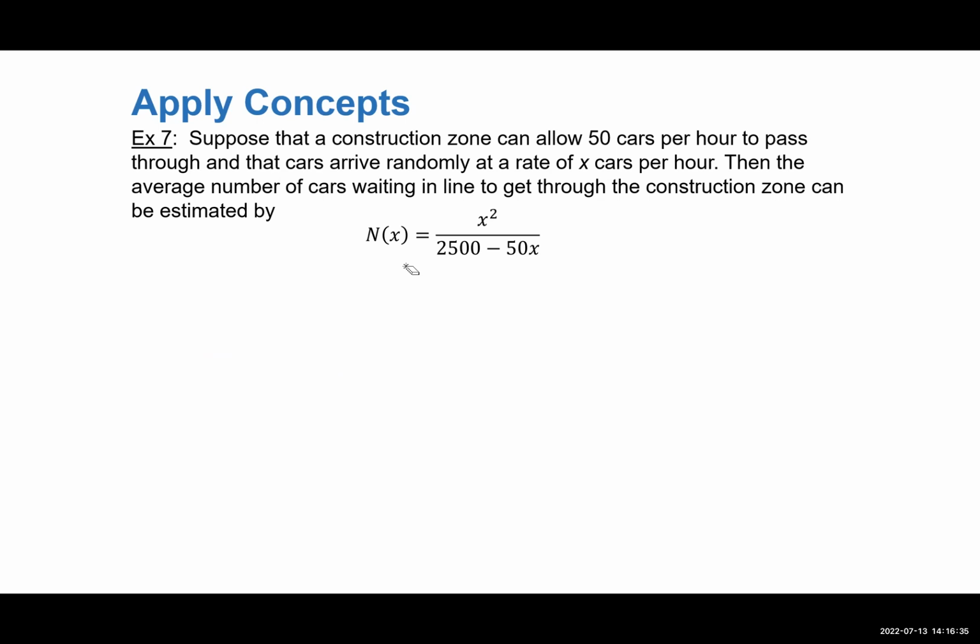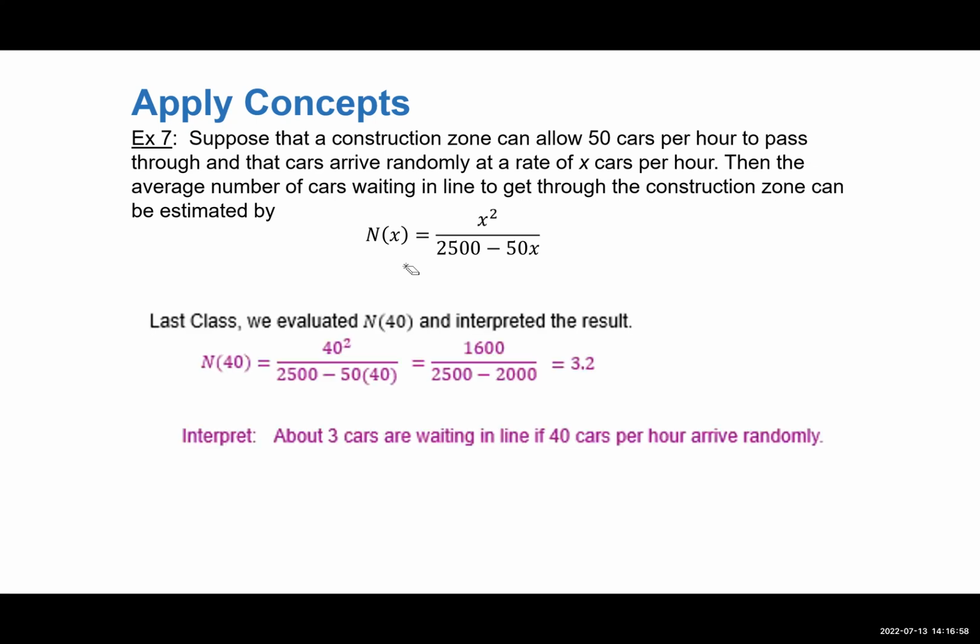Okay, suppose that a construction zone can allow 50 cars per hour to pass through. We talked about this in 4.6. And that cars arrive randomly at a rate of X cars per hour. Then the average number of cars waiting in line can be demonstrated by this function. Last class, we evaluated N of 40 and we interpreted the results. So N of 40 was 3.2, and that meant that about 3 cars were waiting in line if 40 cars were arriving every hour.